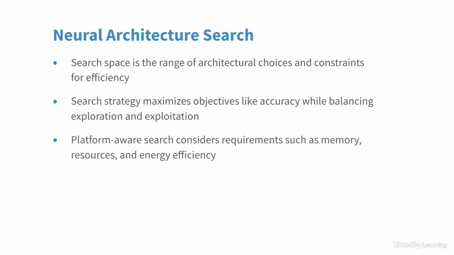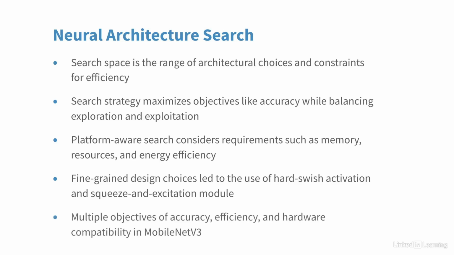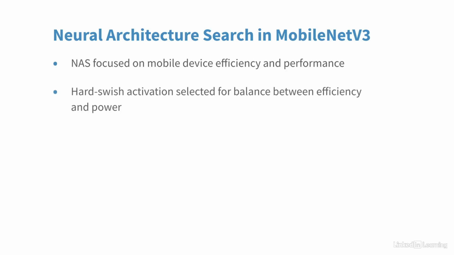The NAS approach led to interesting design choices in MobileNet v3, including using the hard switch activation function and incorporating the squeeze and excitation module. MobileNet v3's NAS process considered multiple objectives, including accuracy, efficiency, and hardware compatibility. The NAS process was customized to search for architectures that would work well on mobile devices, focusing on efficiency and performance. This led to the selection of the hard switch activation function, which was found to offer a good balance between computational efficiency and expressive power. NAS also helped determine where to place the squeeze and excitation modules within the network to maximize their impact without increasing computational complexity.